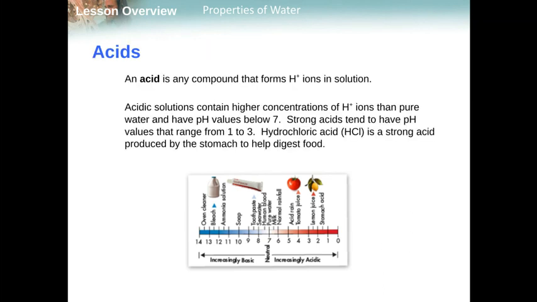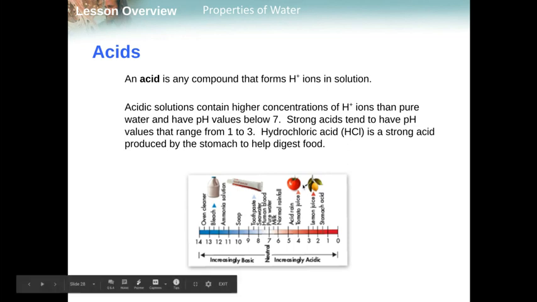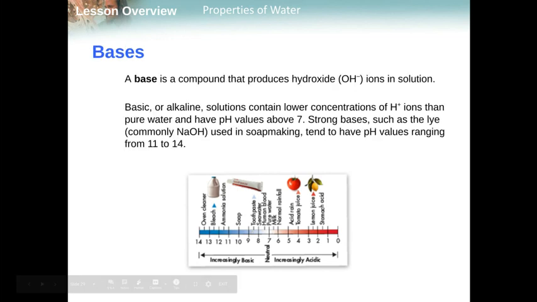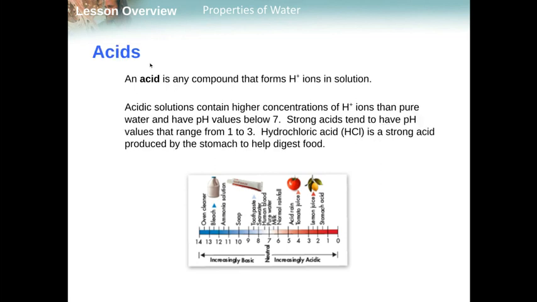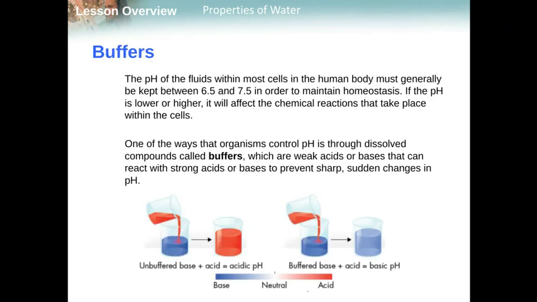So we've already talked about what an acid is. They contain higher concentrations of these hydrogen ions. We can see examples right here. You'll want to make sure to reference this in your lesson, in your assignment as well. Okay, and we see the same with our base right here. So this right here has our actual definitions that I would like for you to use for acids and bases.